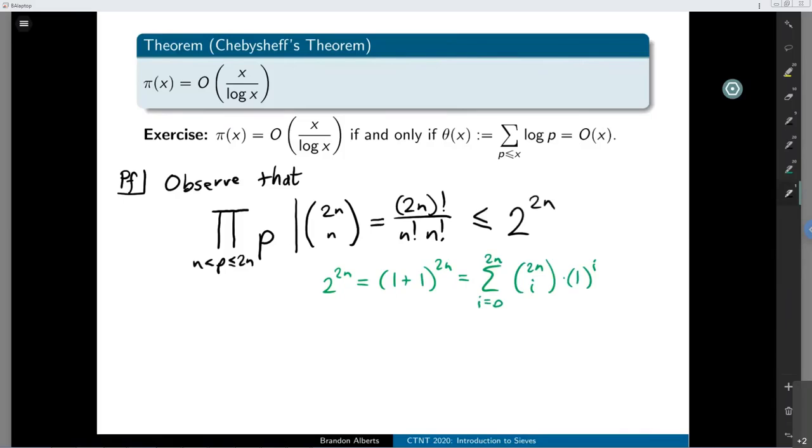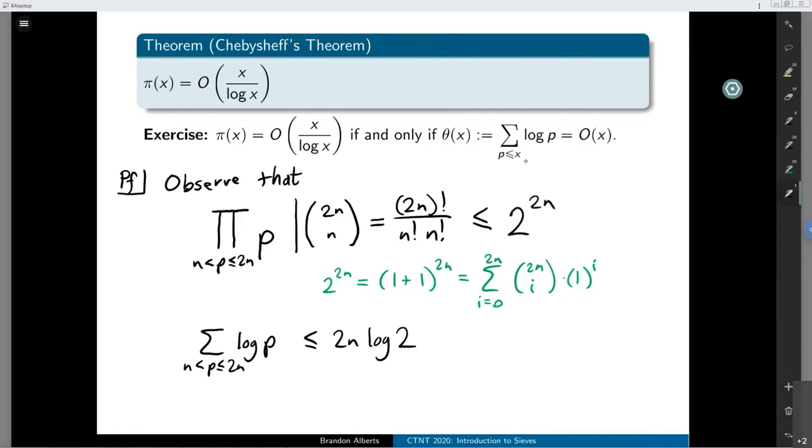And then we can use this to get to the Chebyshev theta function by taking a logarithm of both sides. So taking a log of the left-hand side, log rules tell us that products turn into sums. So this is the sum of the log of prime numbers between n and 2n. Logarithms are increasing functions, so they preserve the direction of the inequality. And then the log of 2 to the 2n is 2n times log 2. All right. So this looks actually pretty close to what we want to prove.